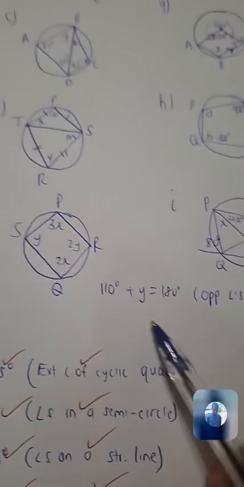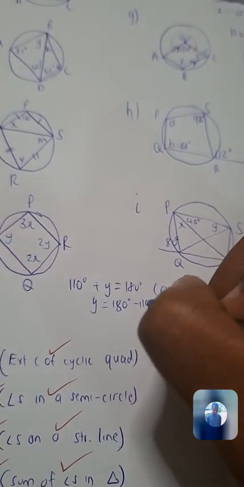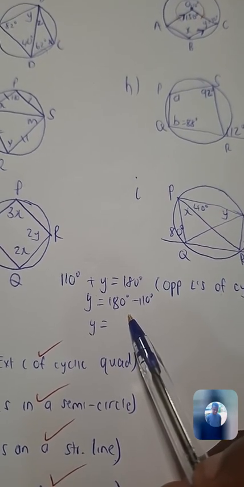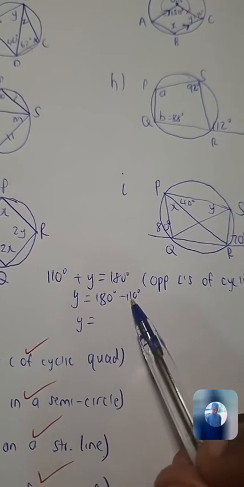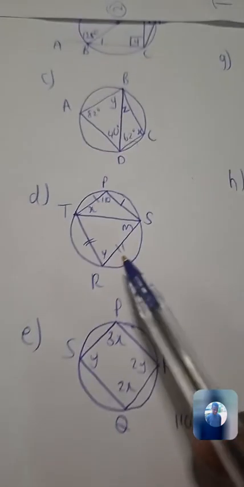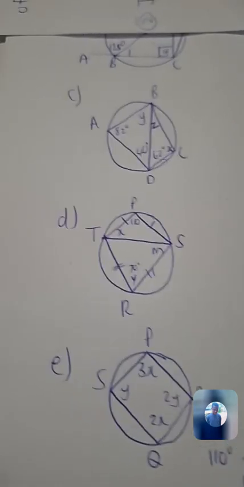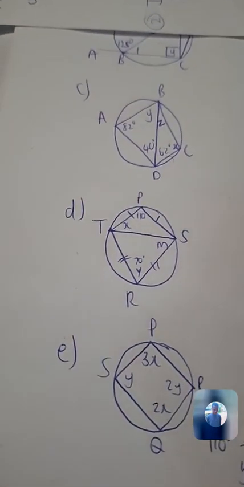Then we transpose 110. Which gives us an answer of what? 180 minus 110. It's not 90. 180 minus 110 is 70 degrees. So that means y is 70 degrees. Now we need x and m. Okay, well done, by the way, for getting the first one.